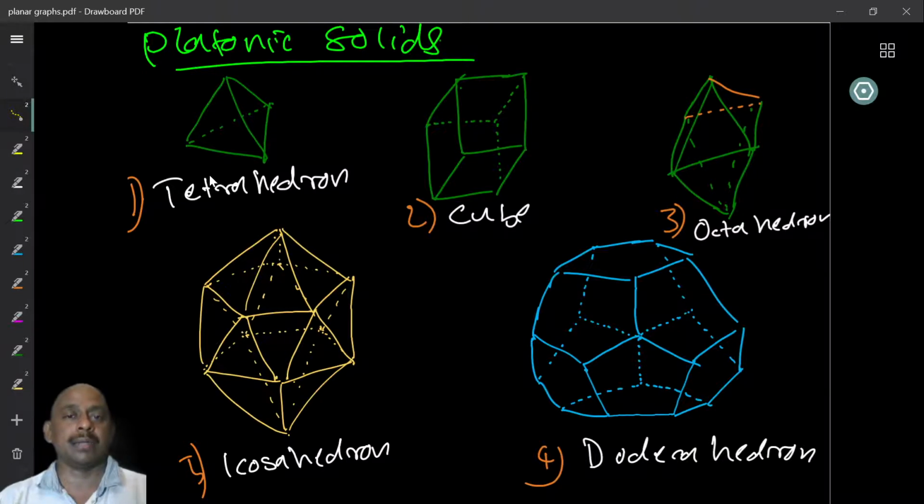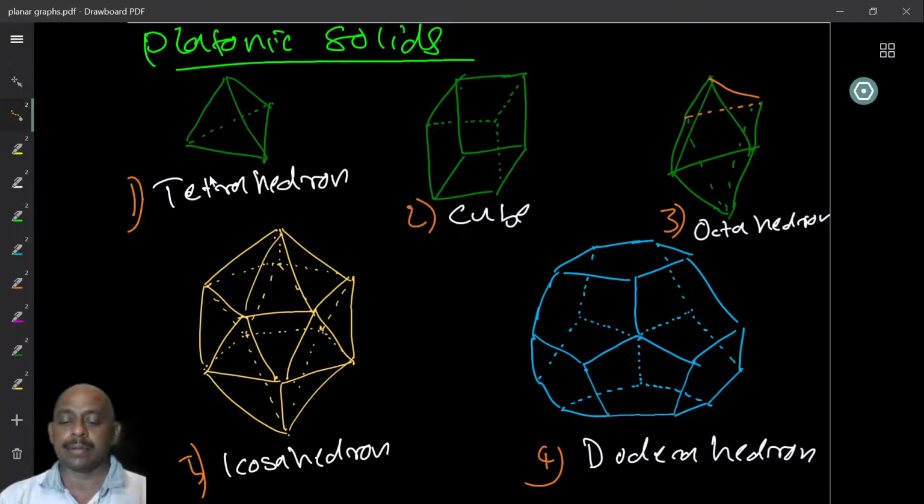It also has something to do with these shapes. Okay? So you have these Platonic solids. First one is the tetrahedron. Second one is the cube, right? Which we are all familiar with. It has 8 vertices, 12 edges, and 6 faces.